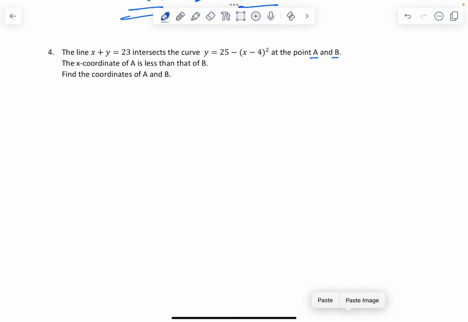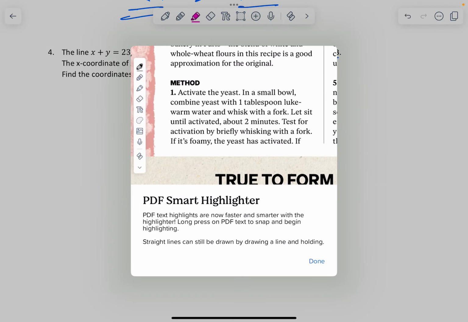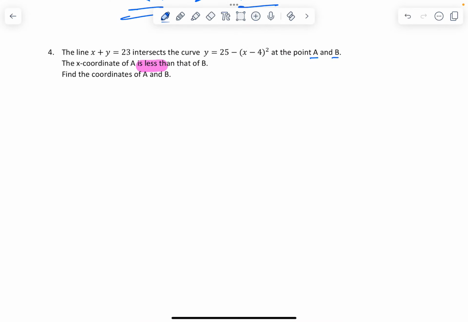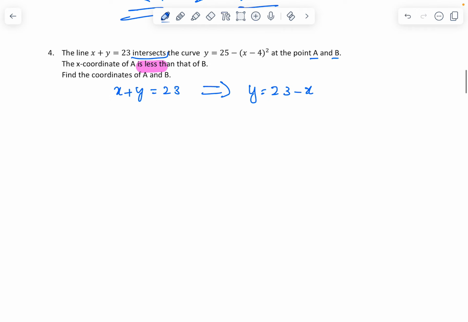So don't forget that the x coordinate of A is less than that of B. Find the coordinates of A and B. Firstly, I'm going to change x plus y equal to 23 to y equal to 23 minus x. And remember, intersects means we need to do simultaneous equations.